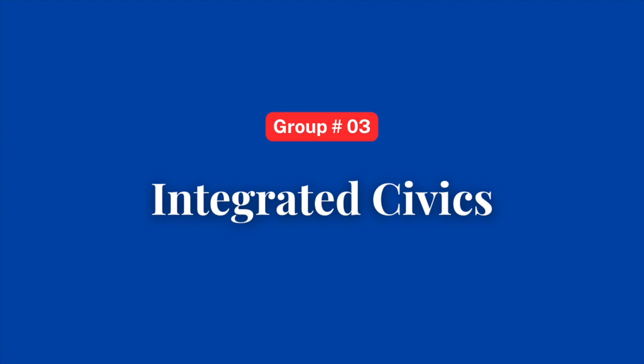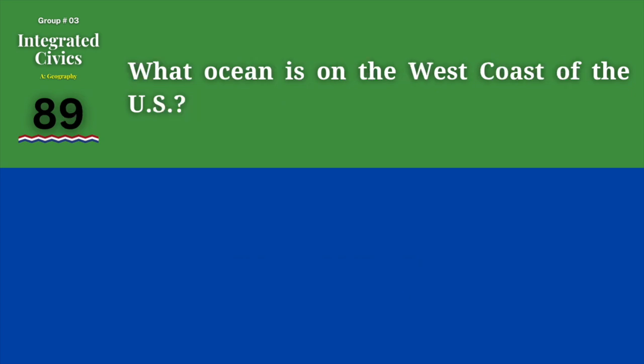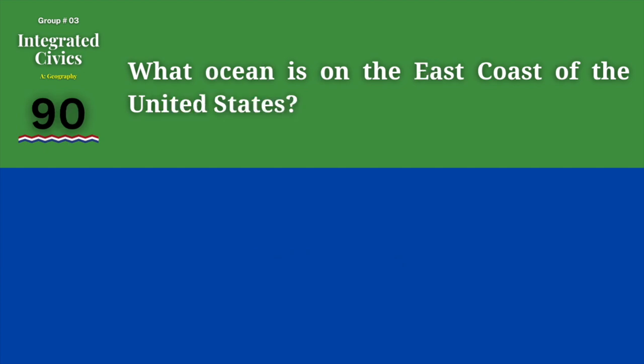Group 3. Integrated Civics. Name one of the two longest rivers in the United States. Missouri River. What ocean is on the west coast of the U.S.? Pacific Ocean. What ocean is on the east coast of the United States? Atlantic Ocean.